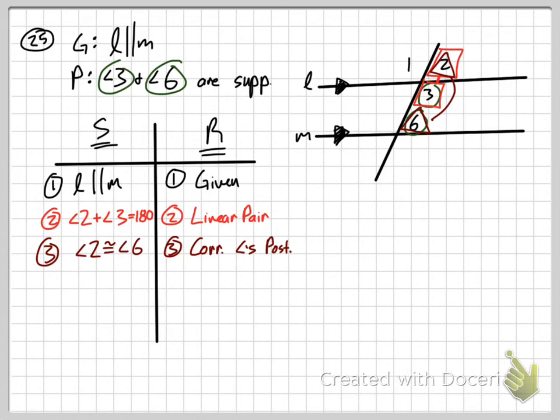Now what we're going to do is use our information here. We're going to take this 6 and substitute it in for the 2, because remember, we want to get 3 and 6 together. So for our fourth step, we're going to say that angle 6 plus angle 3 is equal to 180. And our reasoning there is we substituted that 6 in there.